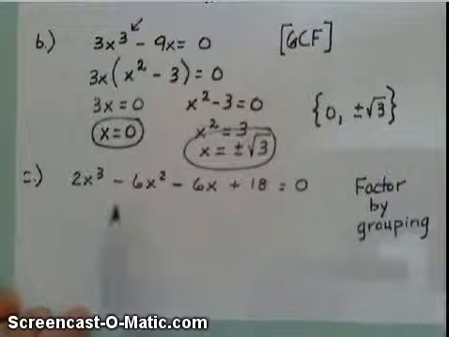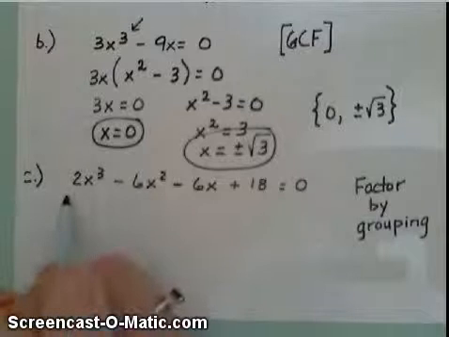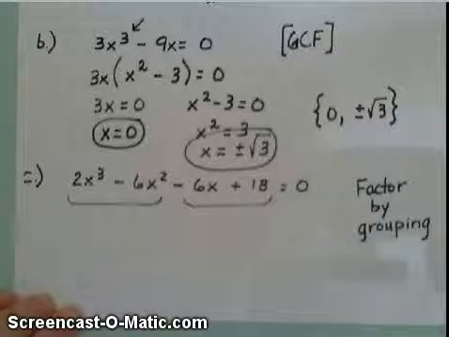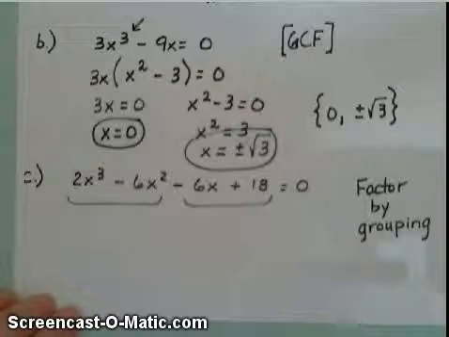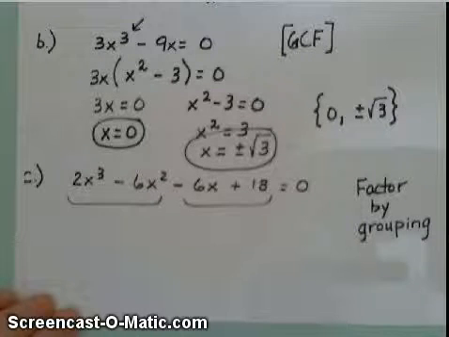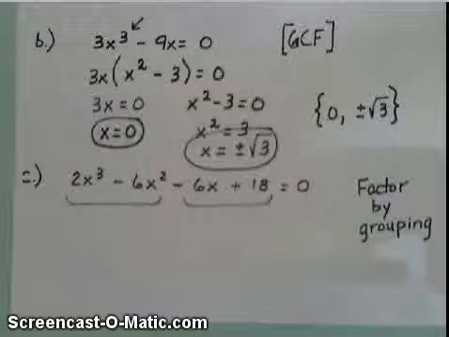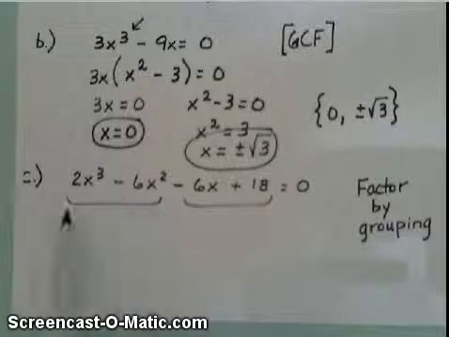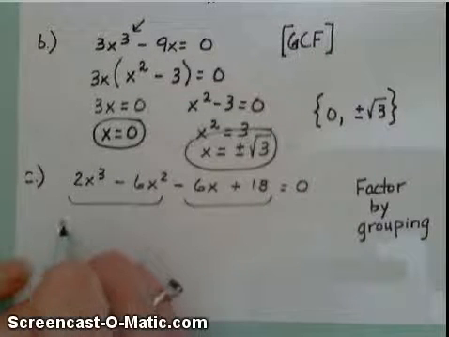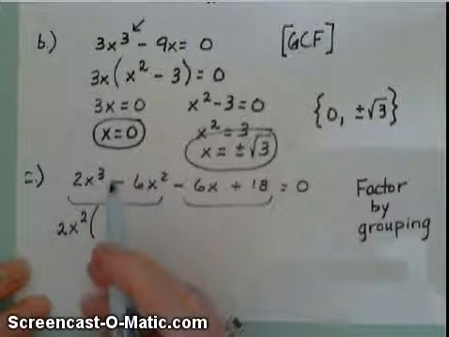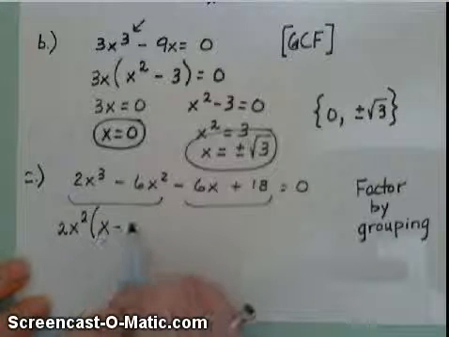So what we're going to do is we're going to just take a chance and group these guys together like this. Group the first 2, group the second 2. Now, how do you know when you're going to use factoring by grouping? Well, first of all, if there are 4 parts, factoring by grouping is a definite possibility. All right, let's take the greatest common factor of these first 2, and it would be 2x squared, and that would leave an x minus 3.